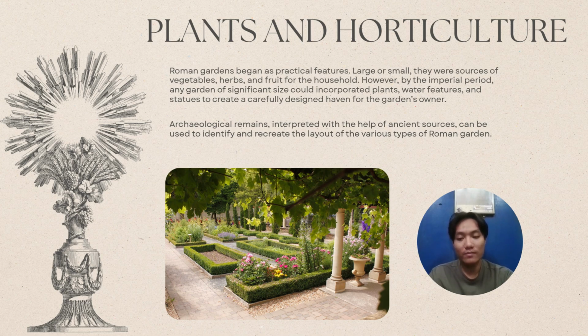Now we go to plants and horticulture. Originally, plants in Roman gardens were used for food, like fruit and herbs, but later they became part of decorative design. Gardens included mixed plants, water features, and structures to create a pleasant environment.